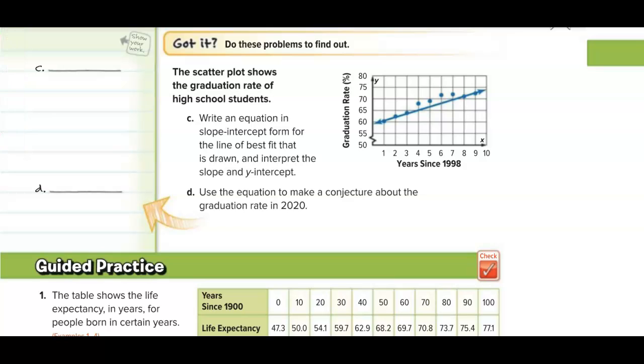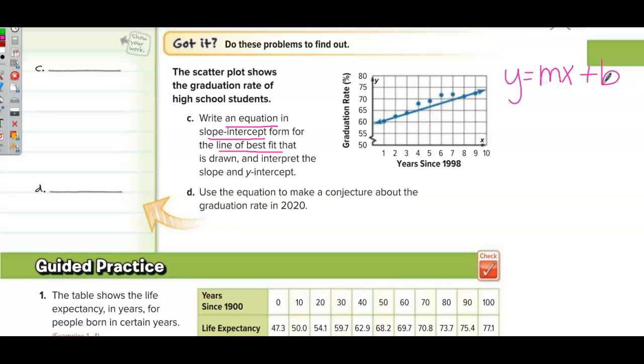So the first thing we're going to do is, we've been doing scatter plots. We're good with that. We've been working on lines of best fit. Now we're actually going to write an equation in slope-intercept form for that line of best fit. So you can see they already graphed it for you. They have that line of best fit. The first thing that we're going to do is we have to figure out the slope, and we have to figure out the y-intercept. So let's do our slope first.